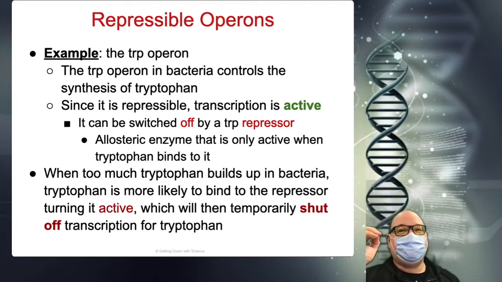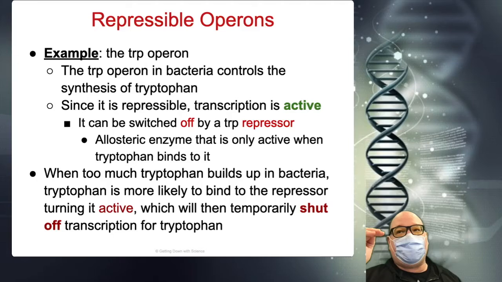So it's almost like a thermostat. We don't call for the air conditioner to turn on until it gets hot. We don't make the furnace turn on until it gets too cold. So this is a regulation method where we use the repressor to turn off transcription for tryptophan. And these can work in many different ways, okay?